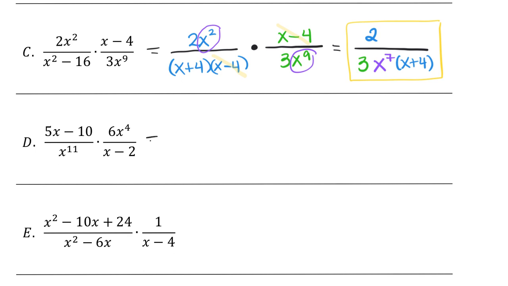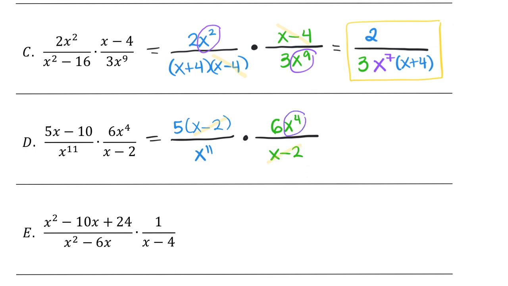Okay, first fraction. 5x and 10. I can take out a 5. 5 times x, 5 times 2. X to the 11th, let's leave it as a monomial. Second fraction. 6x to the 4th, monomial. X minus 2 doesn't have a square, doesn't have a coefficient, so we'll leave it. Okay, canceling. X minus 2, x minus 2.